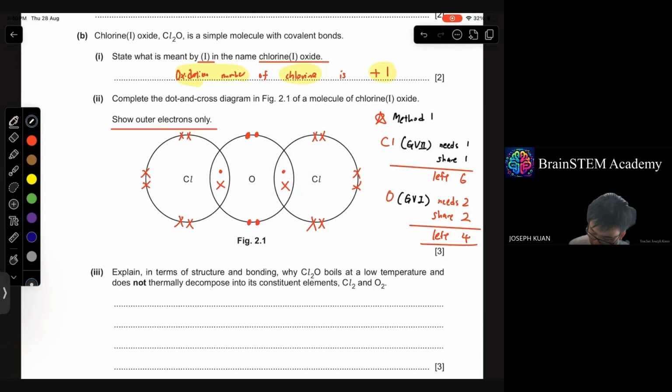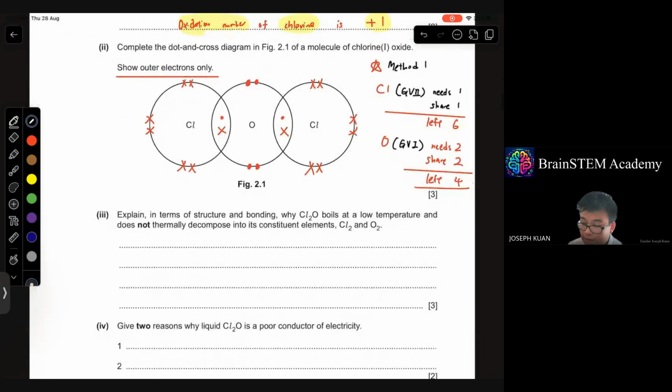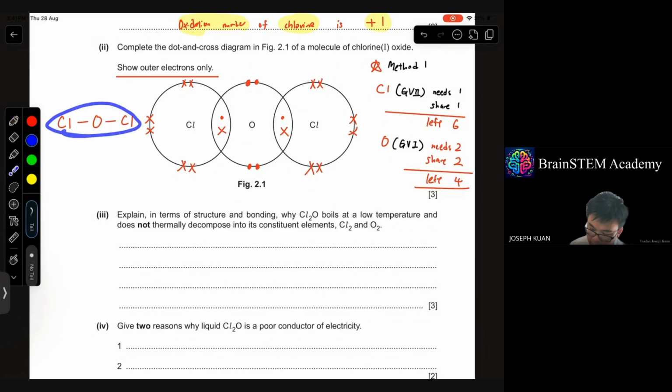Now, the other method is more like what we call Lewis diagram, or should I say it's somewhat like your organic chemistry where you use lines to represent the covalent bonds. Of course, this is not technically an organic molecule, but the concepts are really similar. So chlorine, which is a group 7 element, likes to form 1 line. Oxygen, 2 lines. Right? Lewis diagram.